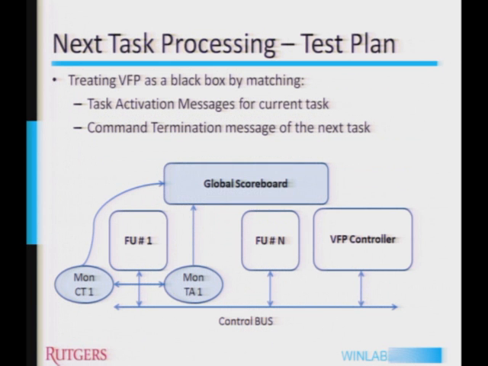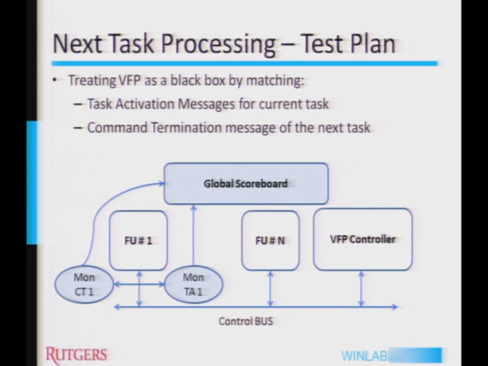The test plan for verifying the next task processing feature is as follows. We wish to test the VFP controller as a black box, which means that we are not looking at the internal features which flow between the scheduler, consumer identifier, and so on. But what we are really looking at is when the tasks are activated and when the tasks are completed.